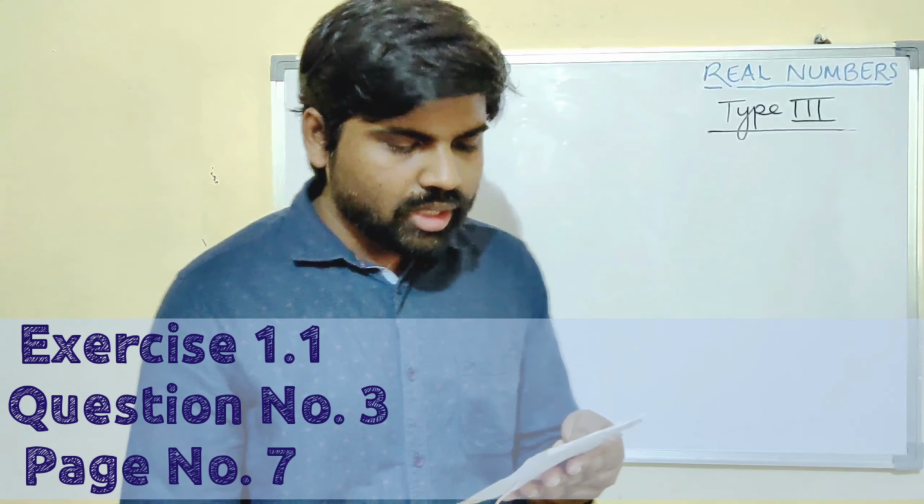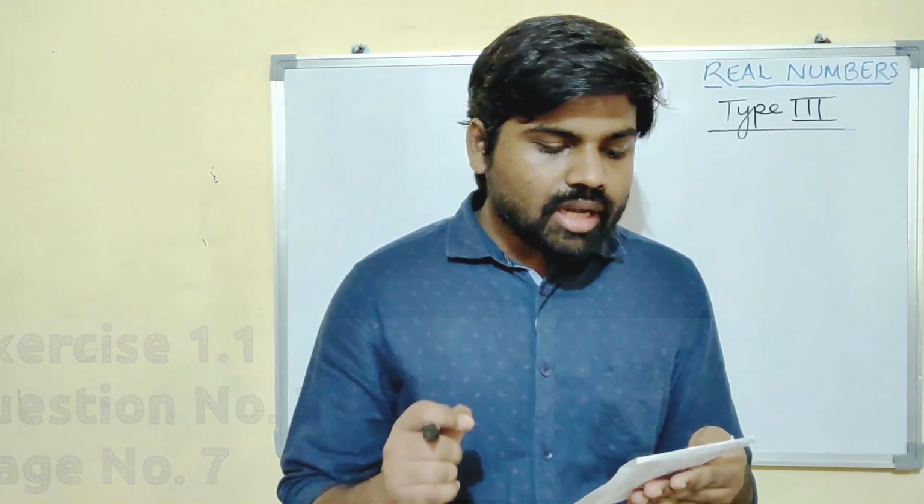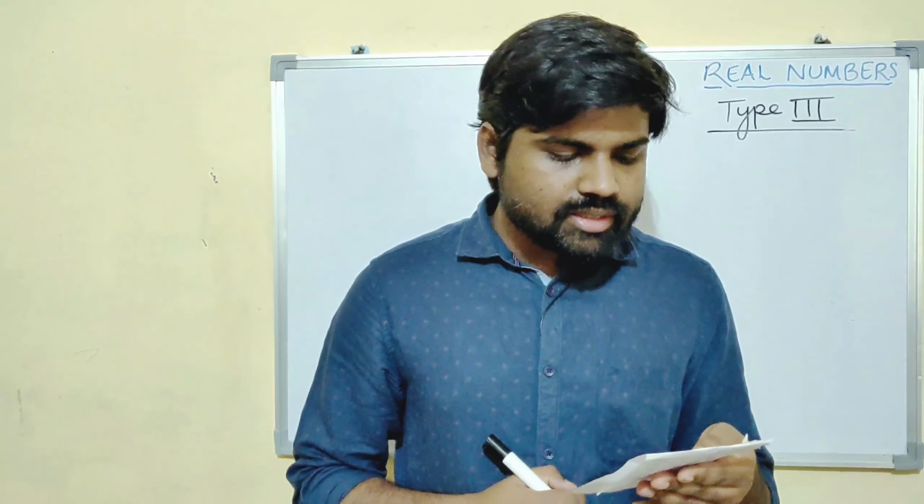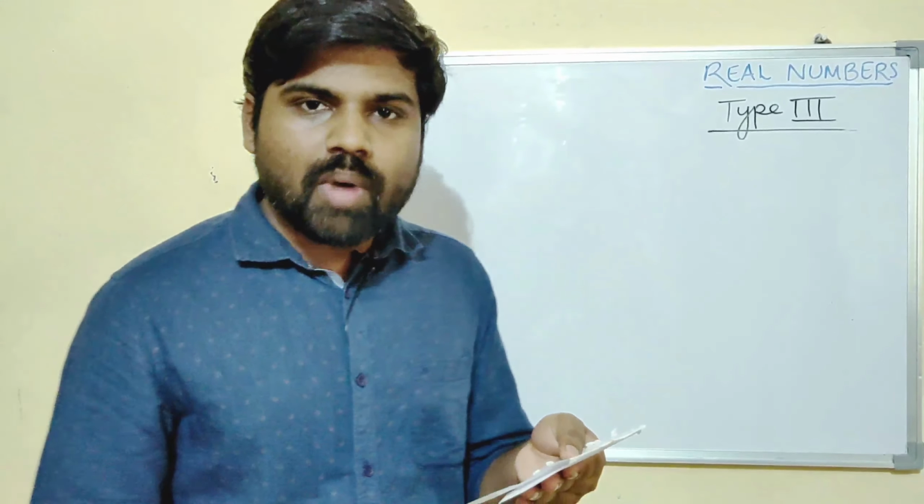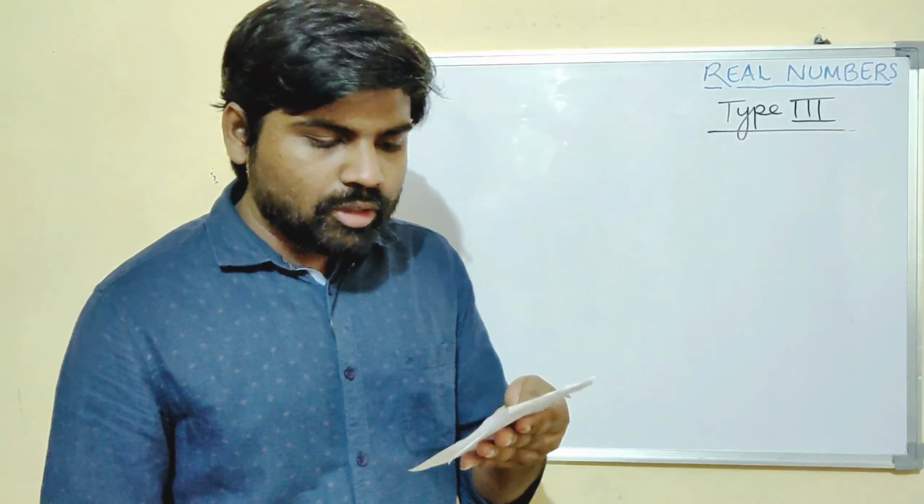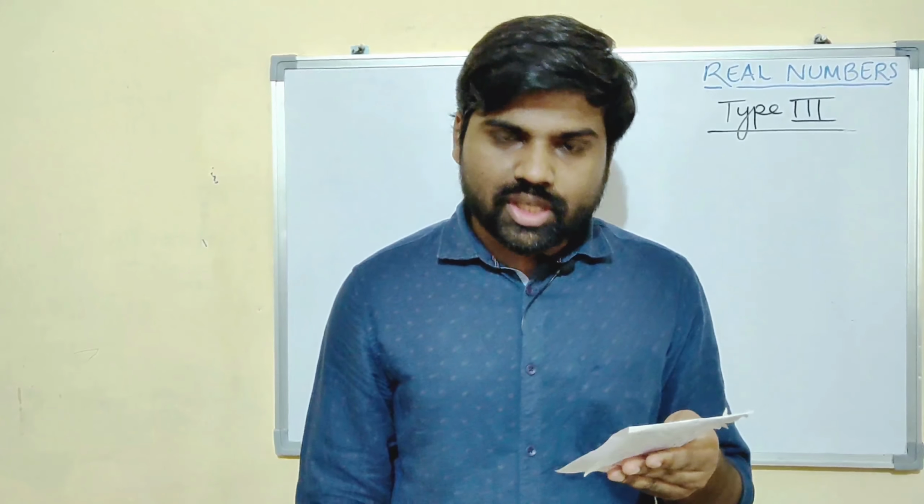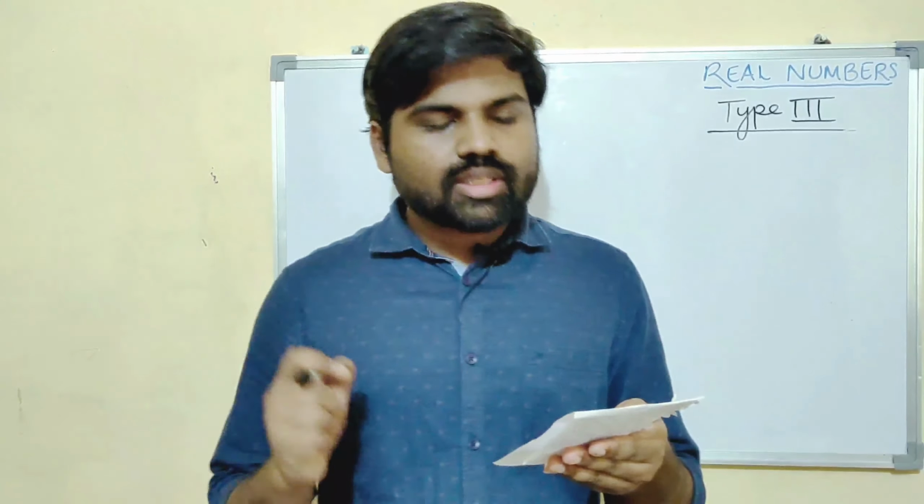Let us see the third question from exercise 1.1, which says an army contingent of 660 members is to march behind an army band of 32 members in a parade. The two groups are to march in the same way in the same number of columns. What is the maximum number of columns in which they can march?